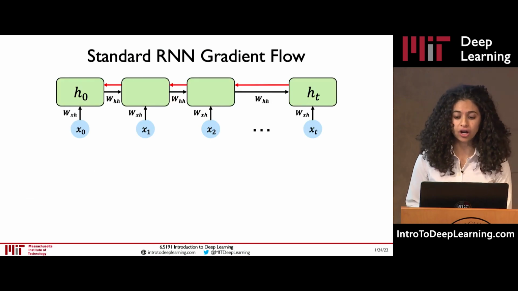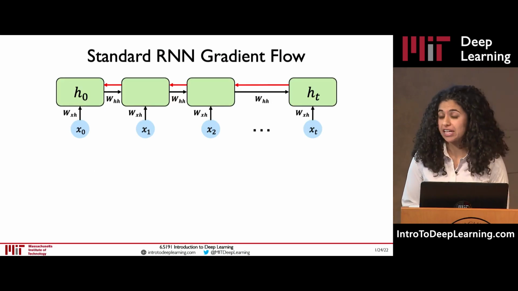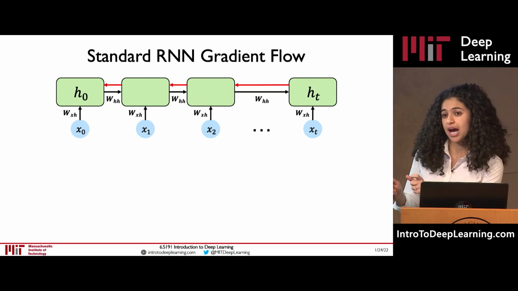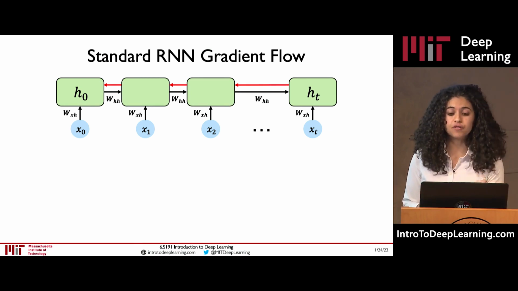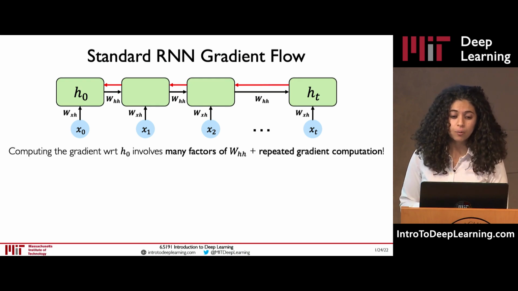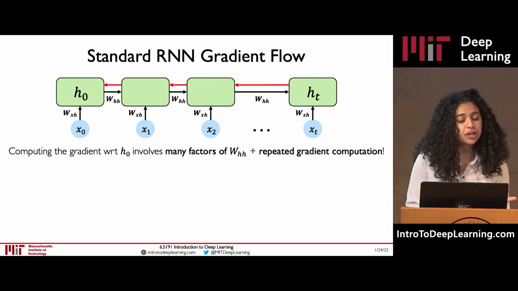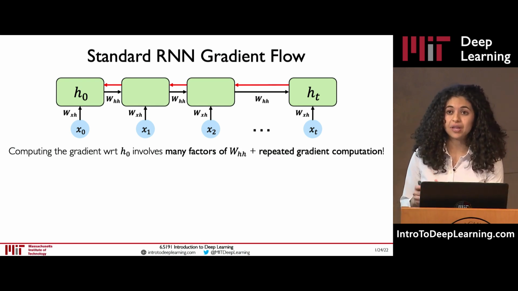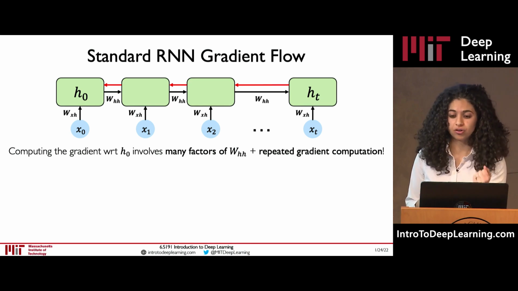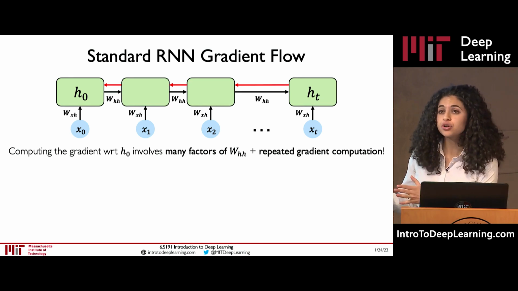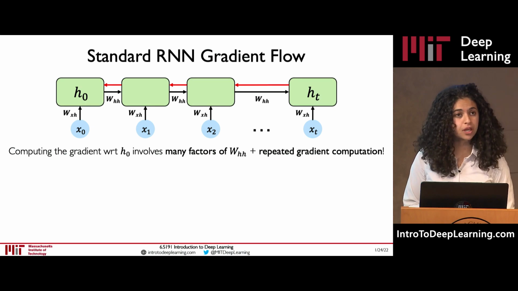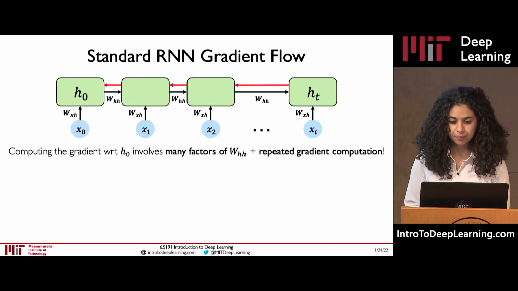And so taking a closer look at how these gradients flow across this RNN chain, what you can see is that between each time step, we need to perform these individual matrix multiplications, right? Which means that computing the gradient, that is, taking the loss with respect to an internal state and the weights of that internal state, requires many, many matrix multiplications involving this weight matrix, as well as repeated gradient computation. So why might this be problematic?